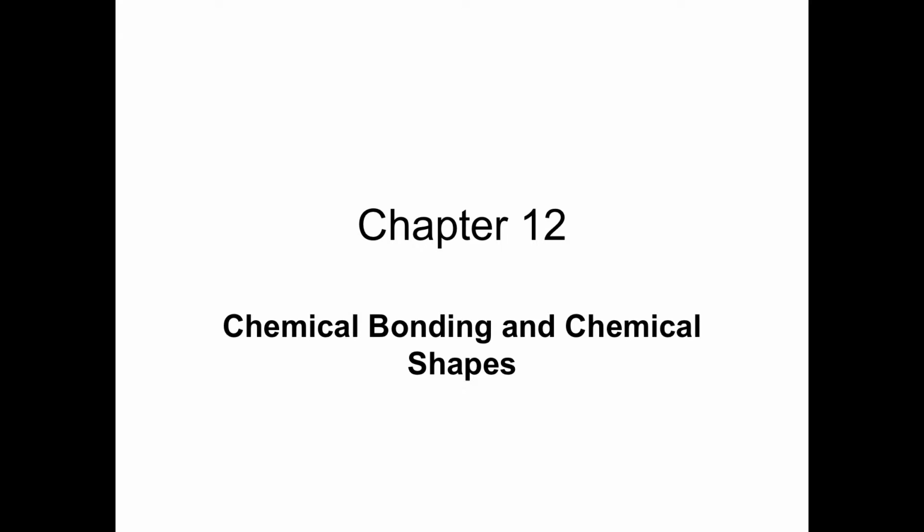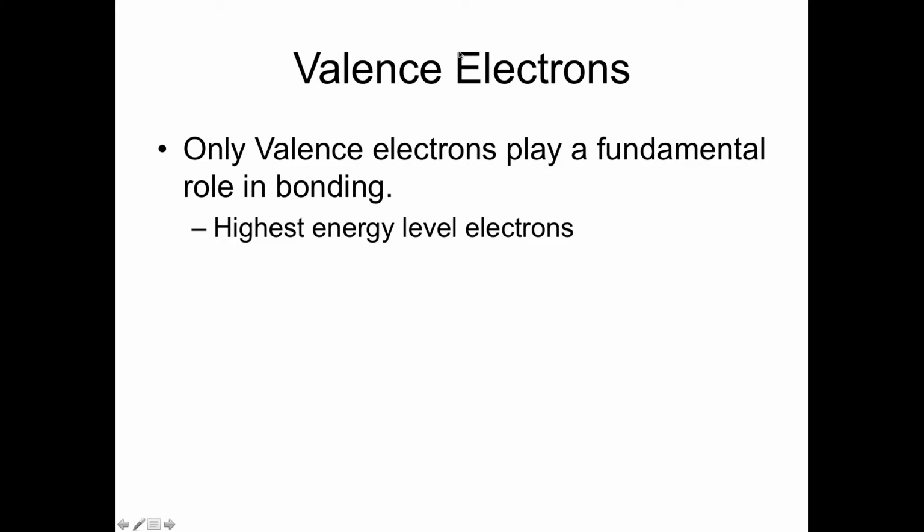All right, here's the notes for chapter 12. This is the green packet of homeworks. It's going to be over chemical bonding and chemical shapes. To start, I want to start talking to you guys about something called valence electrons.